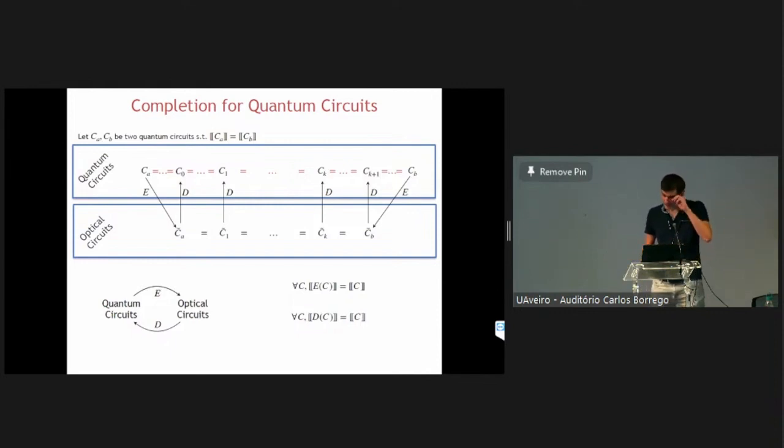Actually, there are some technicalities, and to be frank, at first I was skeptical that it would work. In particular, because the parallel composition in the two models is very different. On one side we have the tensor product, on the other side we have the direct sum, and there are some technicalities because of this. So let me give you some insight about this proof: first, about the encoding, decoding, and also how we fill the gaps here.